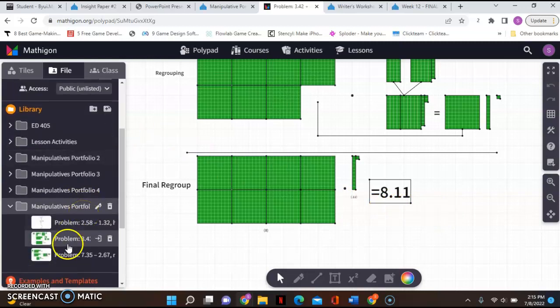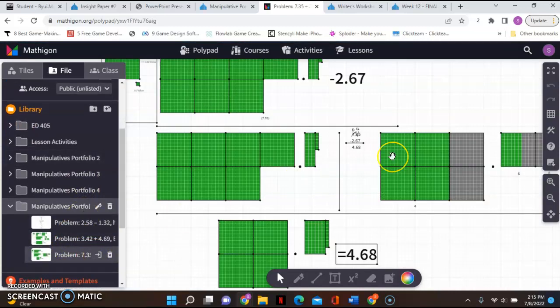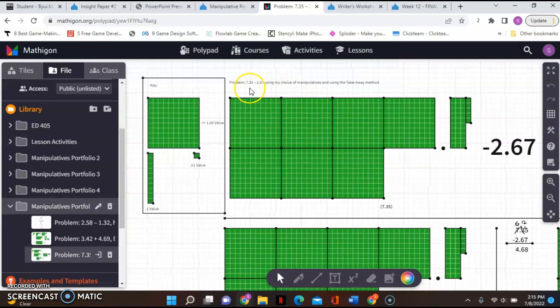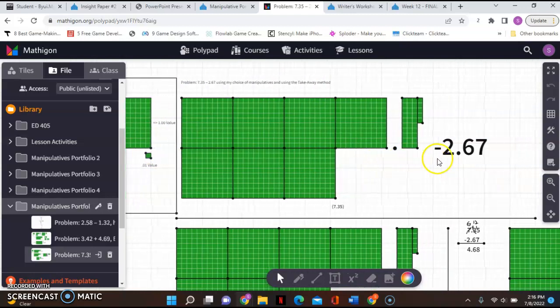Next, we will look at the second problem, which is the first subtraction problem. And this here is 7.35 minus 2.67 using any choice of manipulatives and using the takeaway model. And so here we have the same key representing the same values. And so here we have 7.35 minus 2.67.